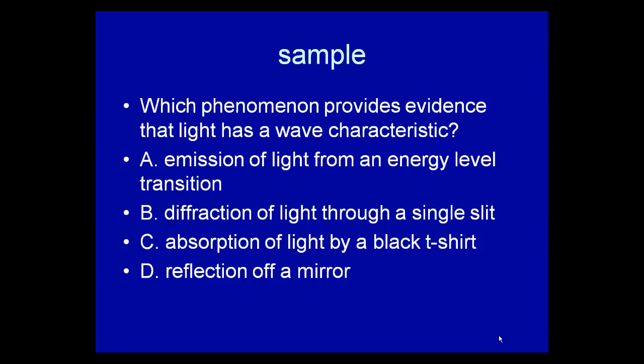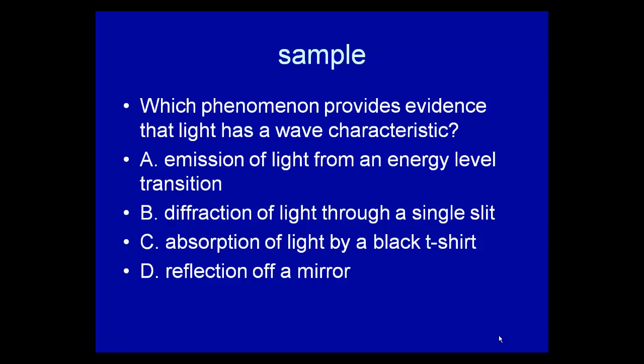Sample: which phenomenon best provides evidence that light has wave characteristics? A, emission of light from an energy level transition. Well, that, to be honest with you, is more of a particle thing. B, diffraction of light through a single slit. Well, diffraction is definitely a wave characteristic. So I would say that's our best answer.